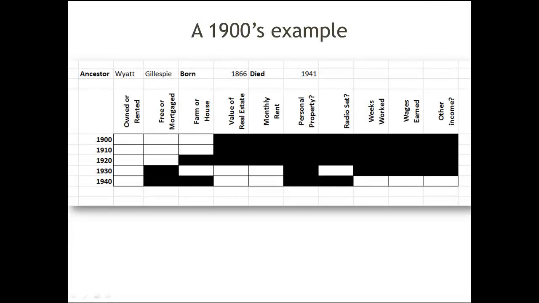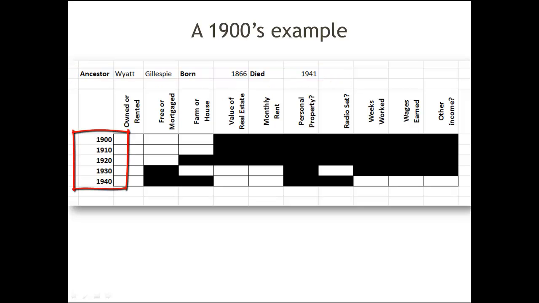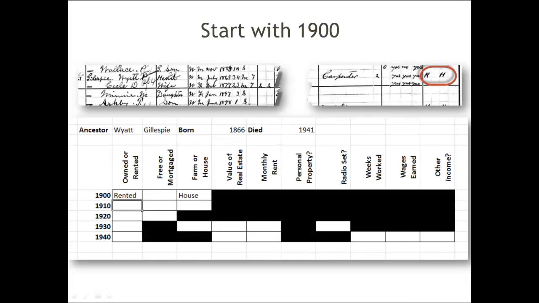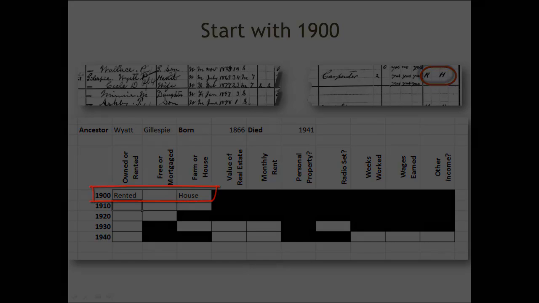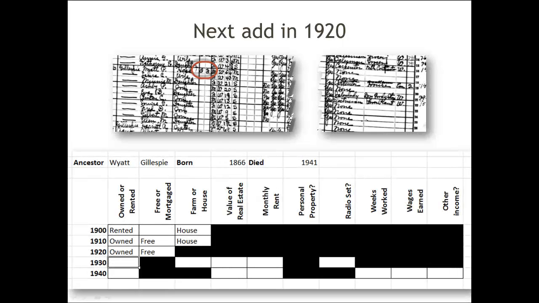Let's try a 1900s example. Wyatt Gillespie was born in 1866 and died in 1941, so we'll look for him in 1900 through 1940. In 1900, we find he rented a house, so we update our spreadsheet. In 1910, he now owns a house and it's free of mortgage. Again, we update our spreadsheet. In 1920, he still owns it and it's still free of mortgage. Information into the spreadsheet.